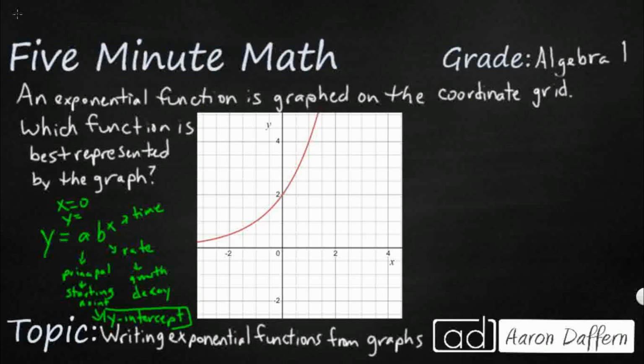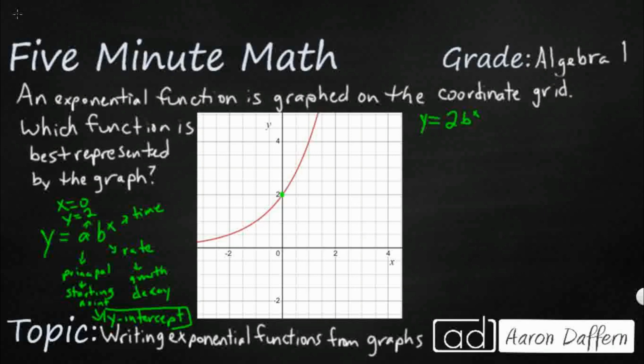So we see that right here. What we need is a nice clear y-intercept. When x equals 0, y equals 2. Okay, so that's our starting point. So now we can start filling it in like this. Y equals, if my A equals 2, times B to the x power.